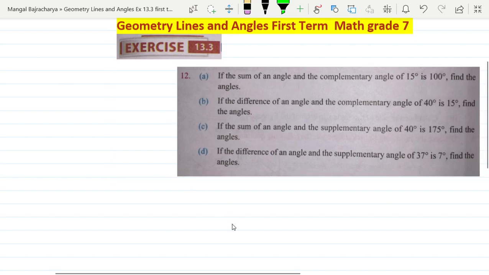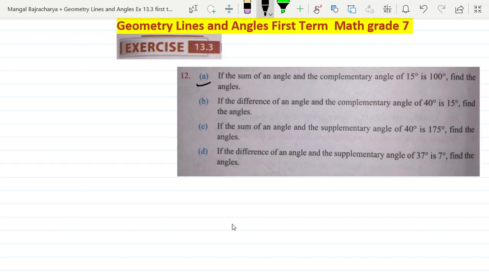Okay, so what's here? Let's see. So first, number A. So here it says, if the sum of an angle and its complementary angle of 15 degrees is 100 degrees, then find the angle. So very similar to the previous number 11 we did. Let's read it again. Sum of an angle and the complement of an angle of 15 degrees. Is it a bit more complicated compared to the previous one? So the first angle we don't know, but the second angle is the complement of the 15 degrees, is it? So their sum is 100 degrees, is it? So two or three things are mixed over here.